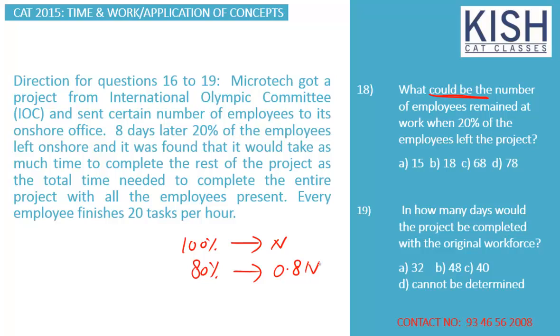Next, in how many days would the project be completed with the original workforce? That's what we have already found, that is 40. So we can find the total time taken by them to finish the work if all of them are present, but still we cannot really know how many are present. So understand, question number 18 is very difficult to answer.